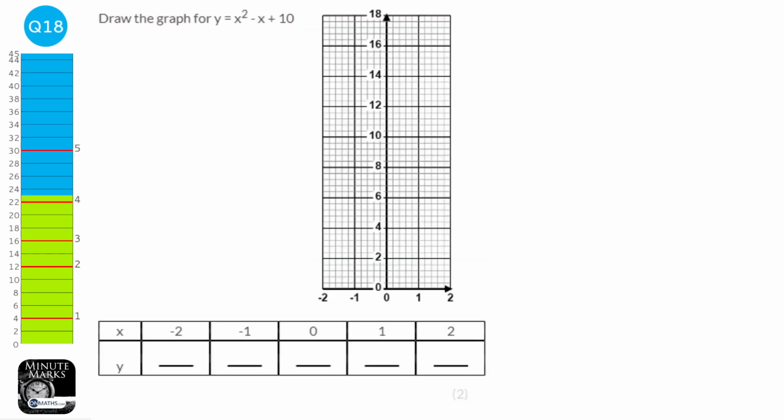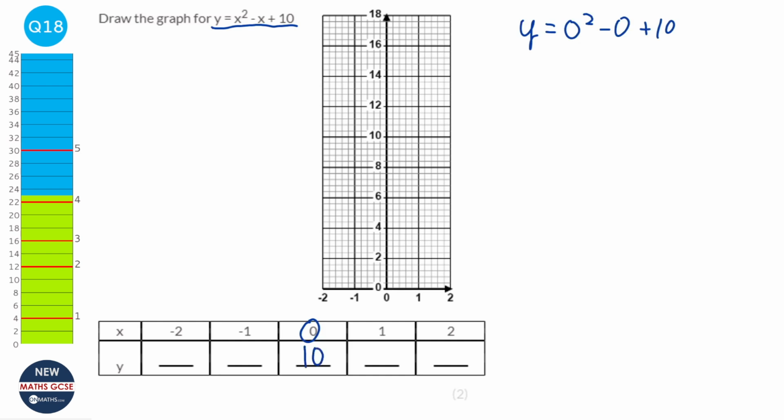So we're going to start off with x equals 0, and we're going to write out this equation but with 0 every time it says x. So it's going to be y equals 0 squared minus 0 plus 10. Well, 0 squared is just 0, so 0 take away 0 is just 0, plus 10 is just going to be 10. So the answer there would be 10.